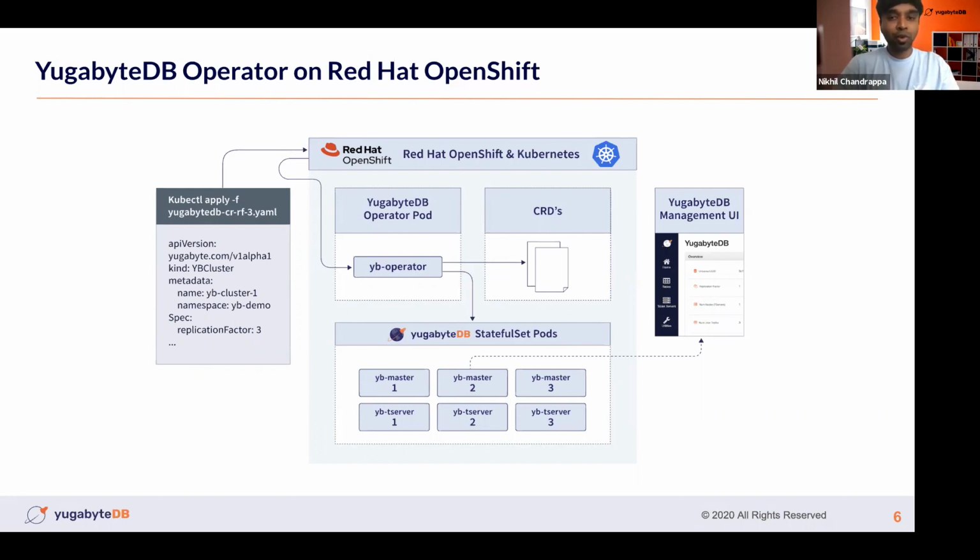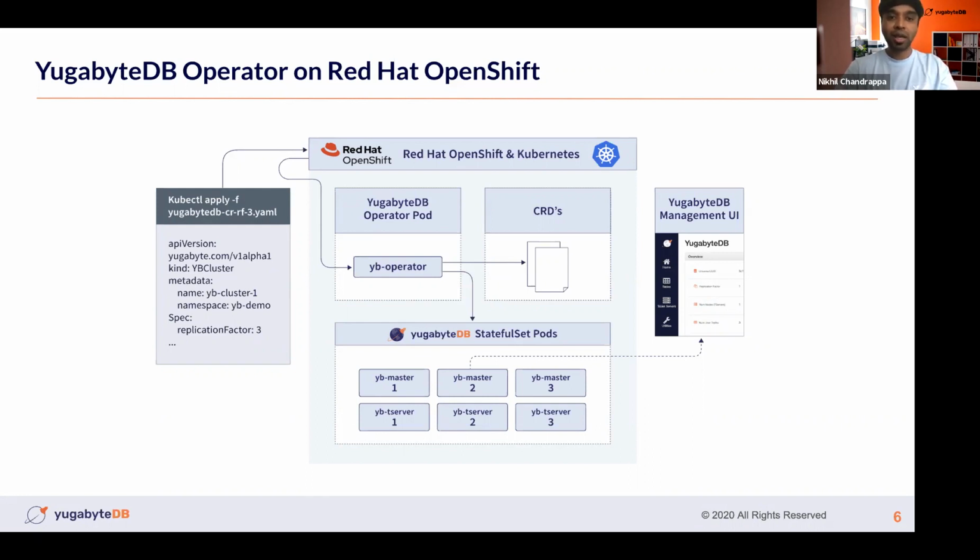So to quickly get started, we have a custom resource definition that we have implemented. It's called YB cluster, which is responsible for monitoring the YugabyteDB cluster itself. So we are going to be creating a YB cluster resource for instantiating the YugabyteDB cluster. And once we create this resource, YB operator will take care of the entire life cycle of this resource.